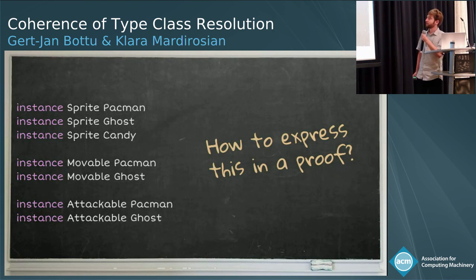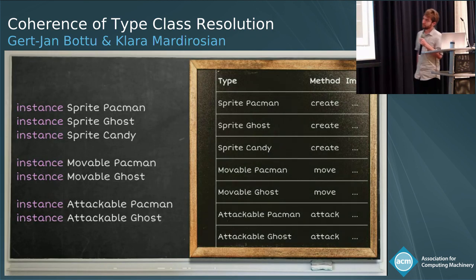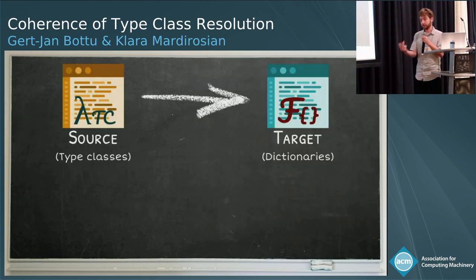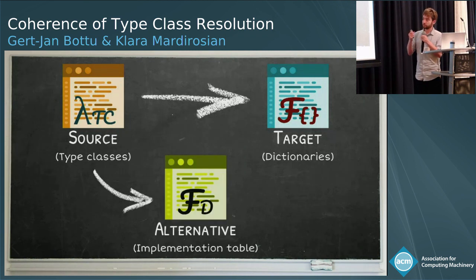Well, that is a bit tricky. So maybe we can just create a table storing our instances to have a better look at them, right? Sure, let's do that. Since we have non-overlapping instances, every entry in the table has to be unique, right? Yeah. So we might as well go ahead and give them unique names. But now, instead of translating from our source language, with type classes, into our target system of records, we might as well introduce a new alternative target language based on our implementation table, right? And instead of passing around dictionaries explicitly, maybe we can pass around pointers to the implementation stored in our table.